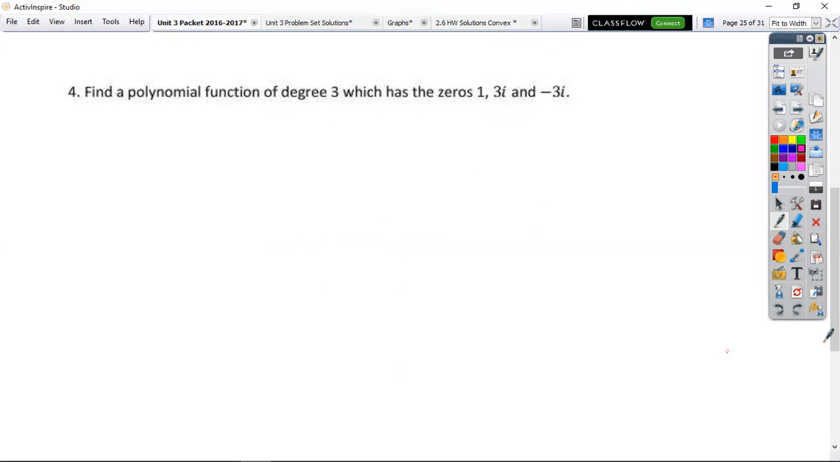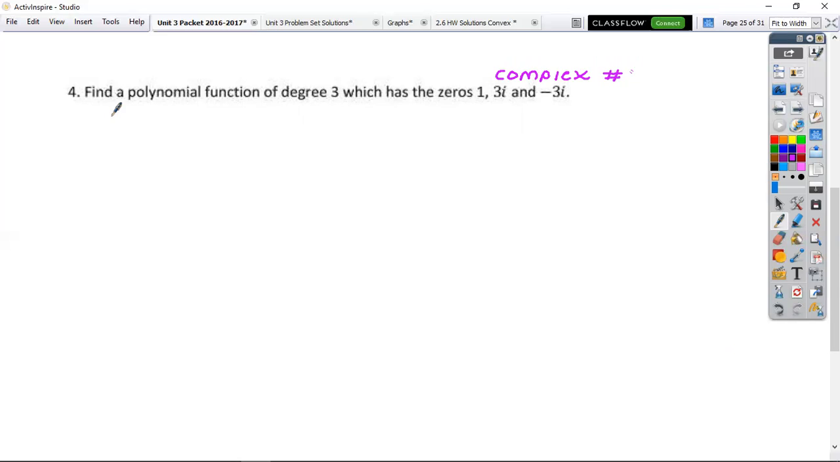It says to find a polynomial function of degree 3. It has zeros, 1, 3i, and negative 3i. So this looks different. This has 2 zeros in the complex numbers. So these are your complex imaginary numbers. And they always come in pairs like that. So you're going to start this the same exact way.